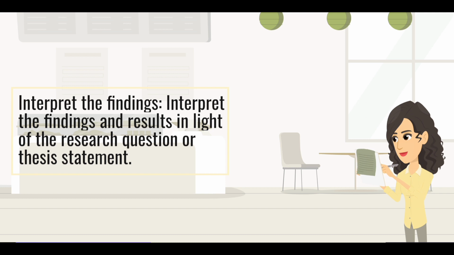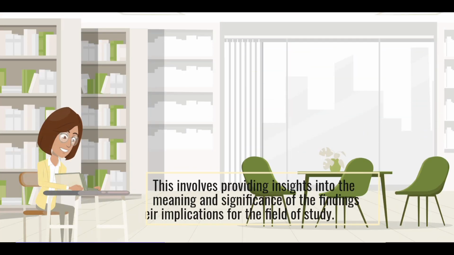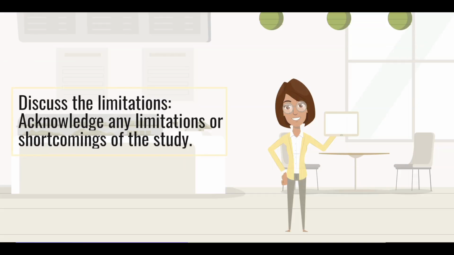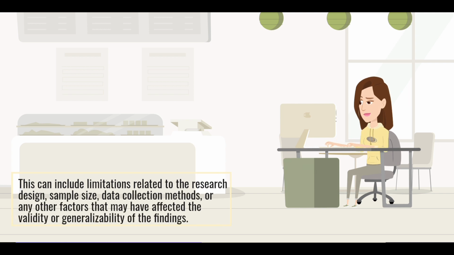Interpret the findings. Interpret the findings and results in light of the research question or thesis statement. This involves providing insights into the meaning and significance of the findings and their implications for the field of study. Discuss the limitations. Acknowledge any limitations or shortcomings of the study. This can include limitations related to the research design, sample size, data collection methods, or any other factors that may have affected the validity or generalizability of the findings.